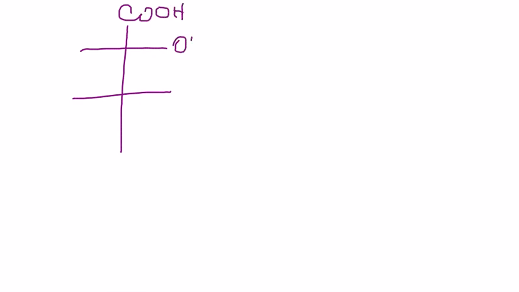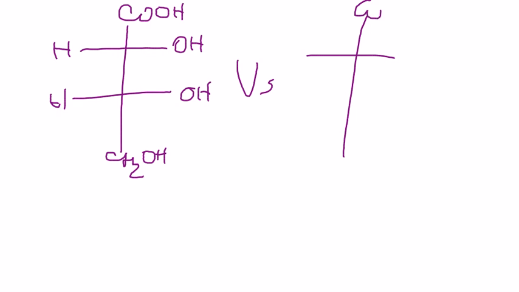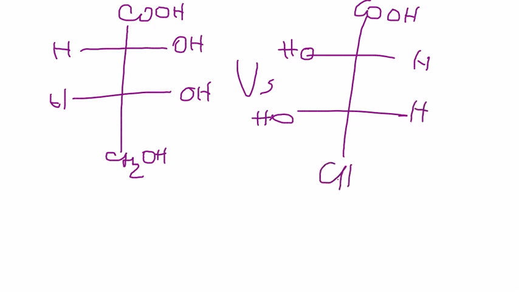You could also be asked, given 2 structures, perhaps COOH, maybe an OH and an H, an H and an OH, and a CH2OH. And I'm comparing that with, so maybe I should just put versus. A COOH, an OH here, an H here, OH here, an H here, and a CH3. And now you have to tell me what's the relationship.